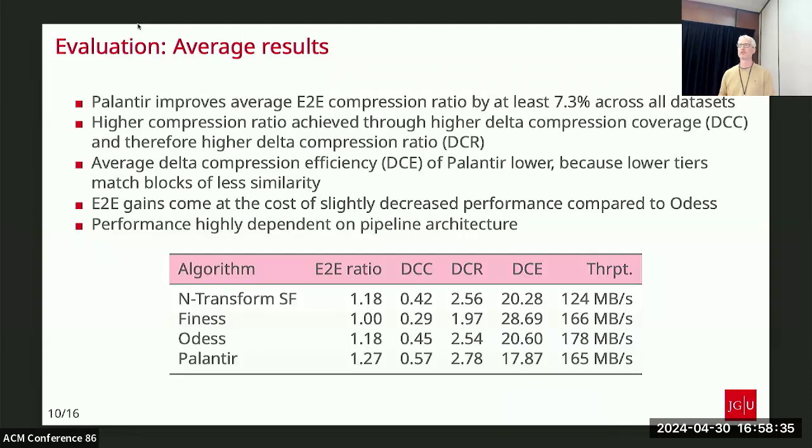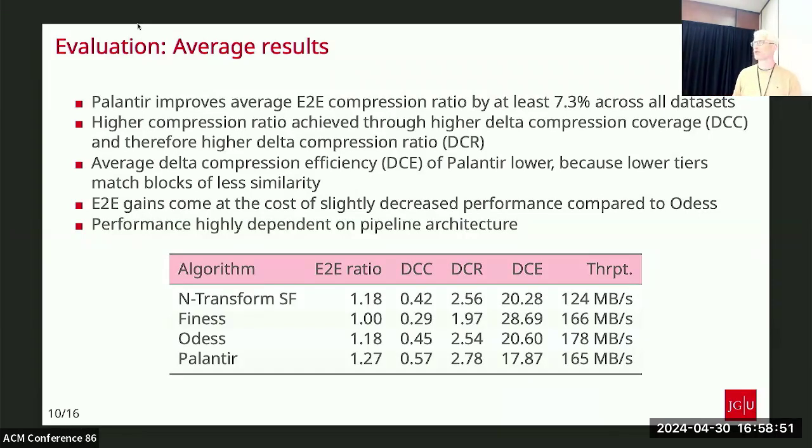What is the reason? Because we find more similar blocks, of course. It's obvious, and therefore our detection rate becomes higher. Even, of course, the average compression per block is a little bit lower, because we also find these less well-matching blocks.